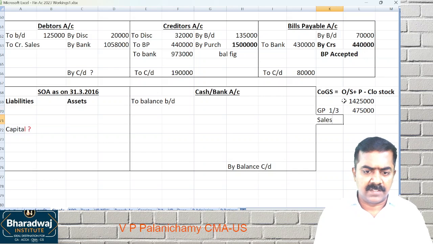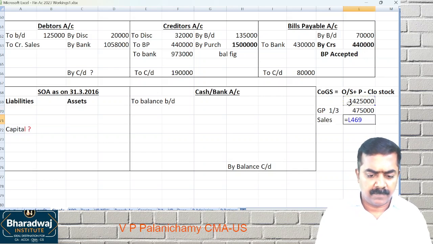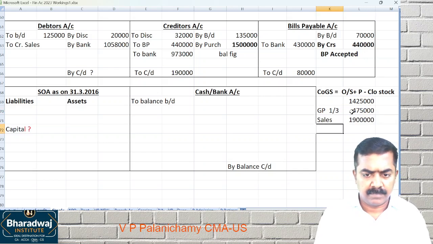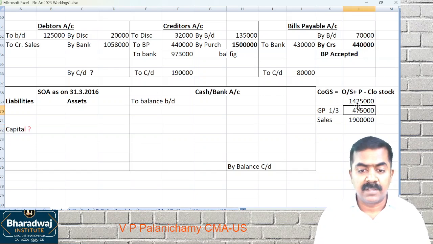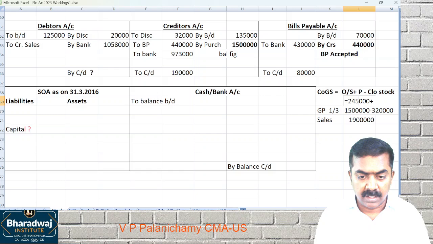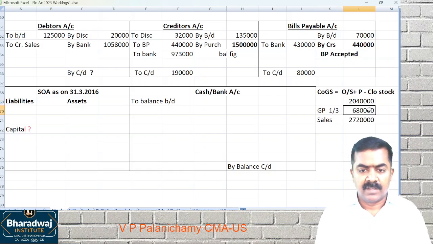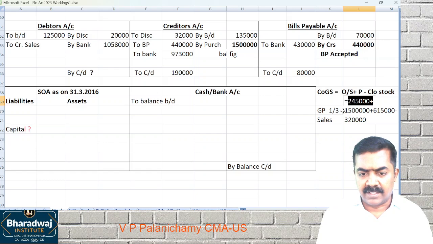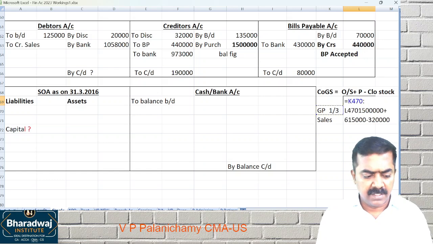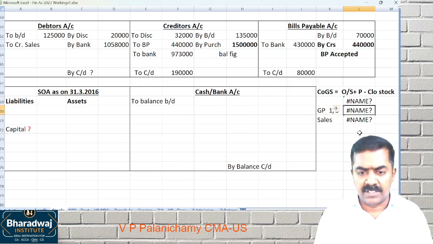This will give us sales. What is the sales? Cash purchase is given, how much is given? Take that. Plus 6 lakhs. Purchases 20,40,000. Okay, wait. Opening stock plus credit purchases and cash purchases minus closing stock.